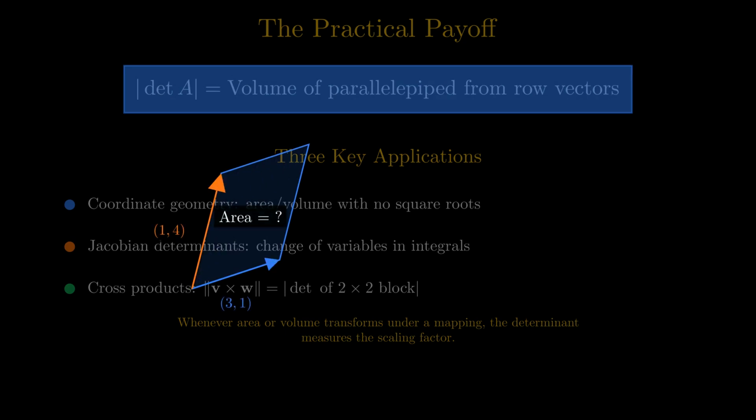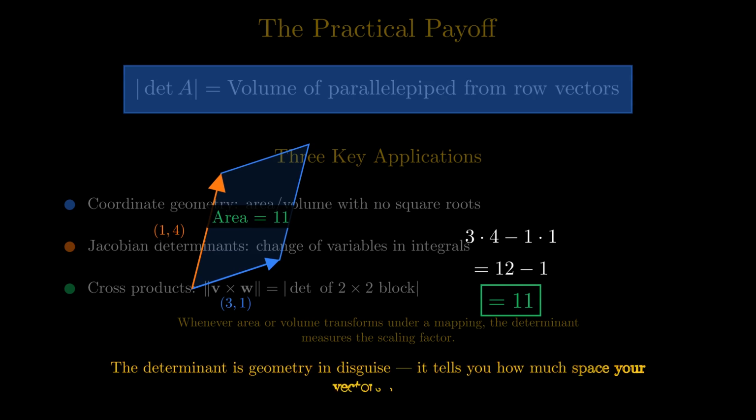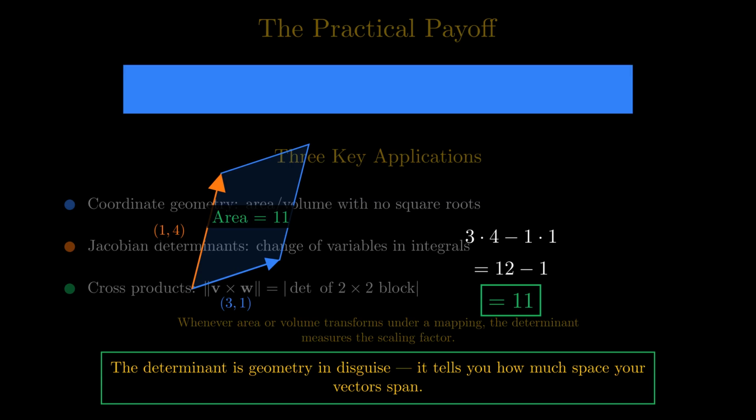Now remember that parallelogram from the very start. With vectors (3, 1) and (1, 4), we compute 3 times 4 minus 1 times 1, which equals 12 minus 1, which equals 11. Now you know why that works. The determinant is geometry in disguise. It tells you how much space your vectors span.